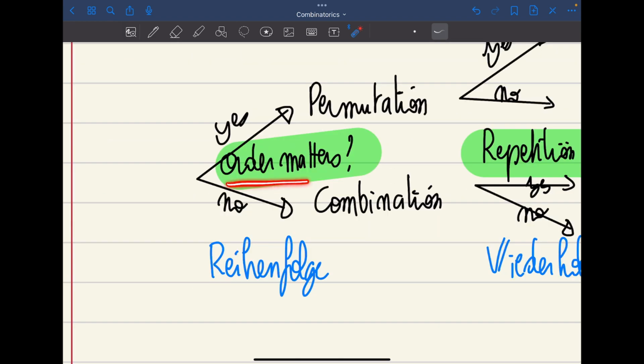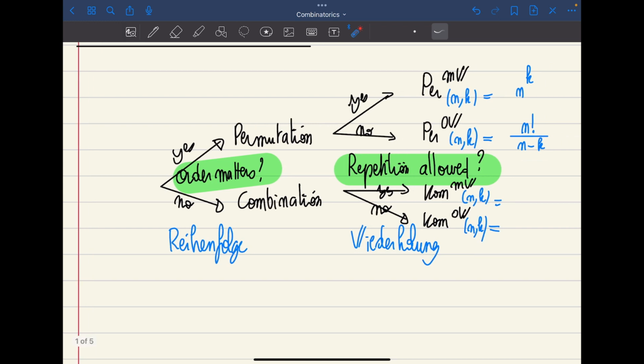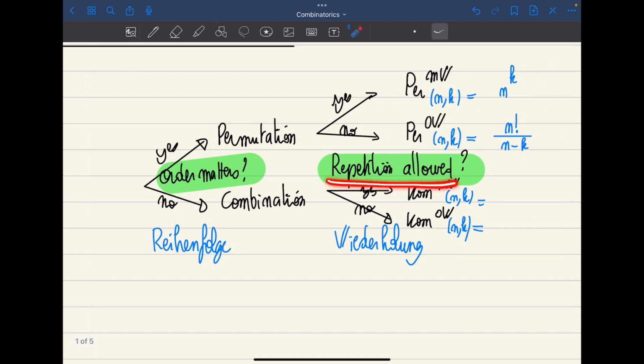First, it depends on whether the order matters or whether repetition is allowed. Order, Reihenfolge in German, repetition, Wiederholung in German. So if the order matters, it's called permutation. If it doesn't, it's called combination. Then we see if it's permutation with Wiederholung, so with repetition, or without, so ohne Wiederholung, and combination with Wiederholung or combination without Wiederholung. And for each of them, we have different formulas.